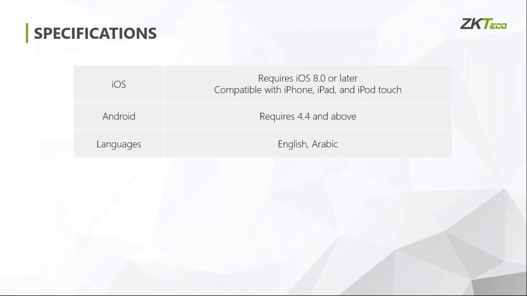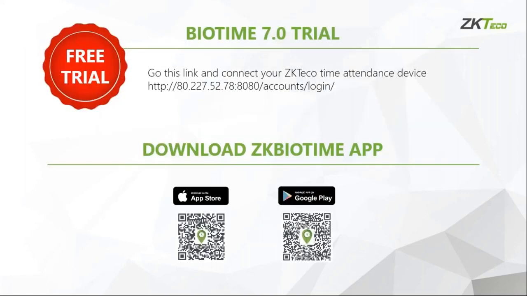And you can just get the trial. For example, if you want to try the mobile application, you just log into the App Store or Play Store and download the ZK BioTime mobile application. Then you can configure the server detail, which is the public IP 80.227.52.78, and the port number is 8080.